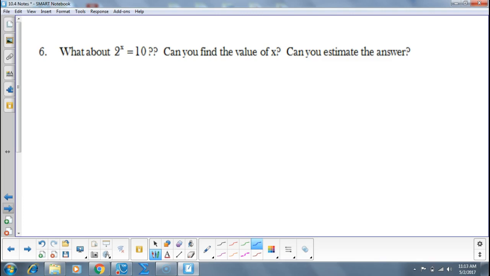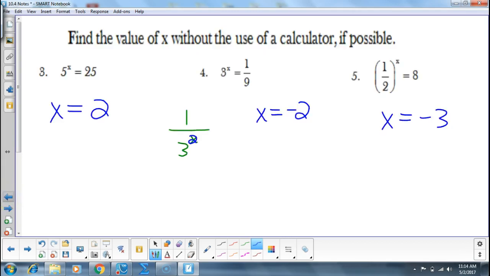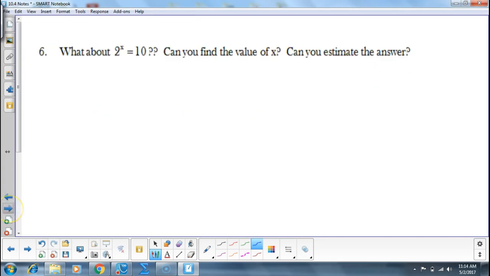Shoulder partner, try and figure out the answer to that question. 2 to the x. Give me some possible, well, first off, let me ask the question. Can we get x exactly like we did back here on these 3? Can we get x exact? No? Okay. That's good that you didn't say 5. I've had that before as an answer there.